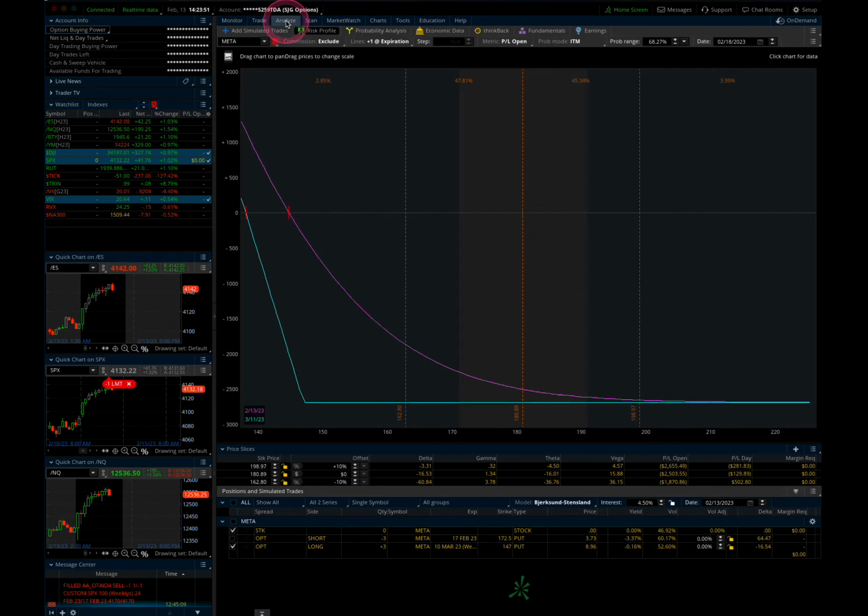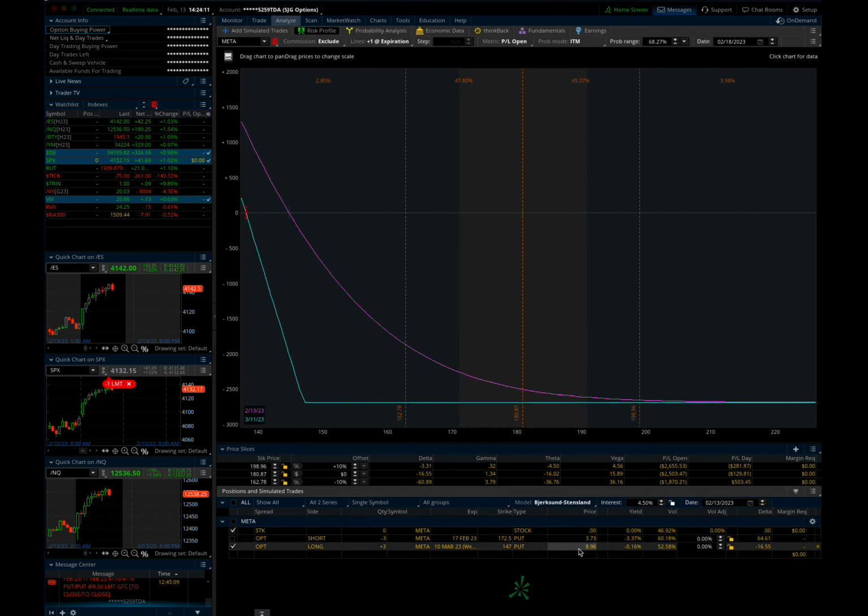Now, one of the things that I did end up coming in and doing, if we look at our Analyze tab, this is what our position looked like after we closed out our front period short leg on this position. And we closed that out at a full profit. But of course, our long put suffered considerably because it dropped in value.